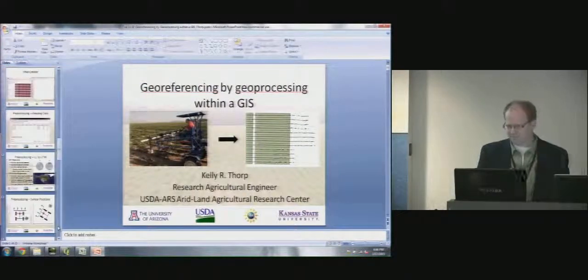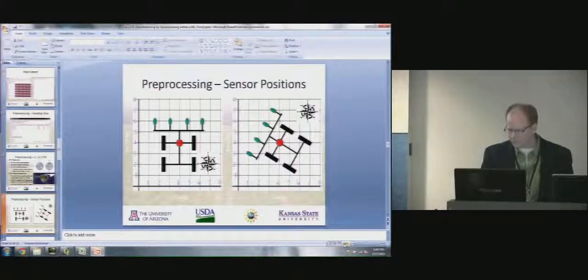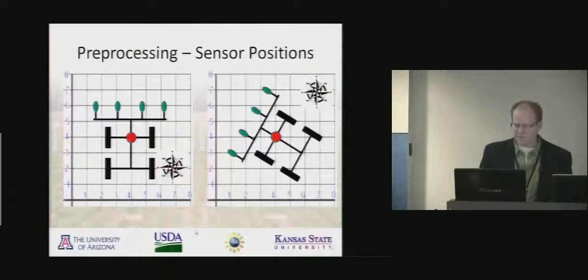This one here. So the UTM X and Y of the receiver would be at the red dot. That is where the GPS receiver is located on the vehicle.